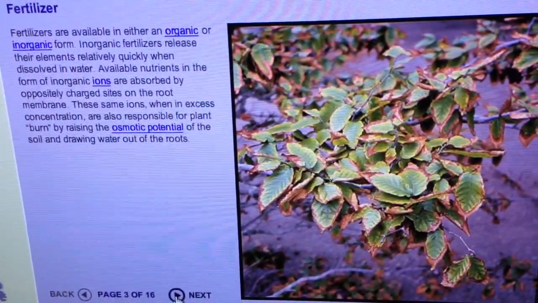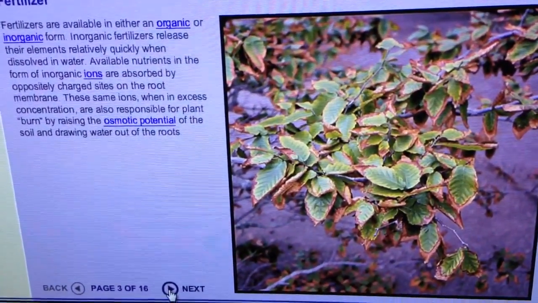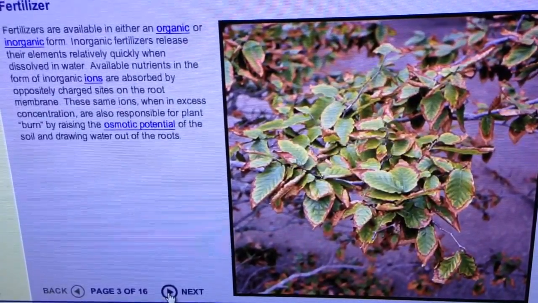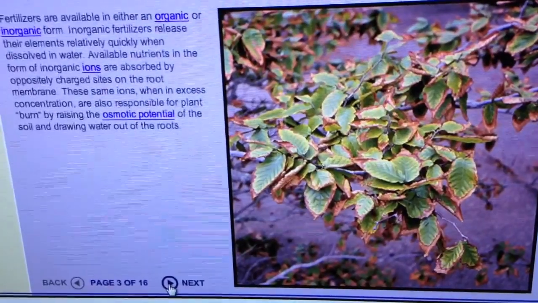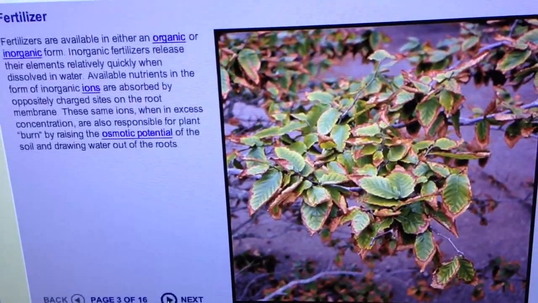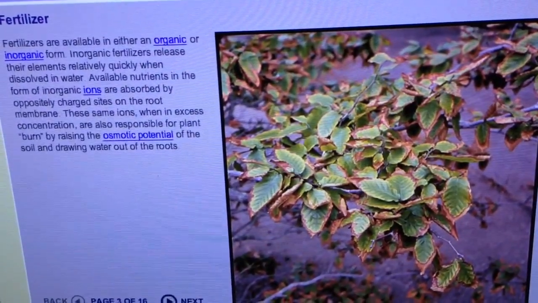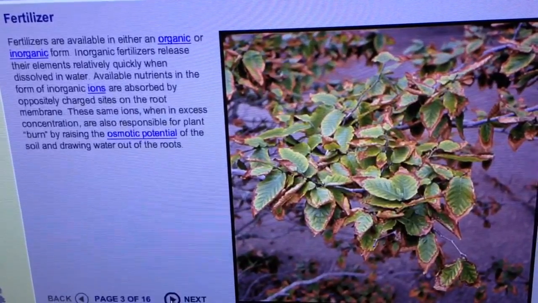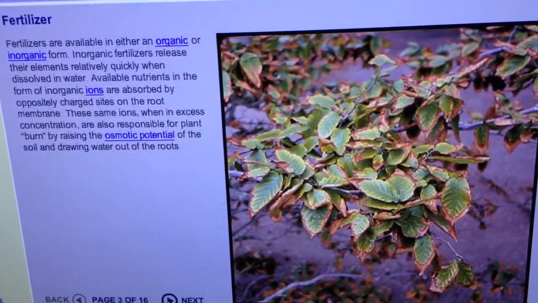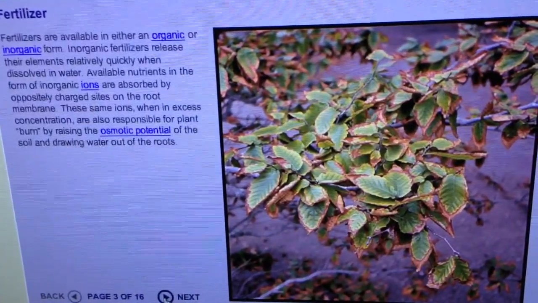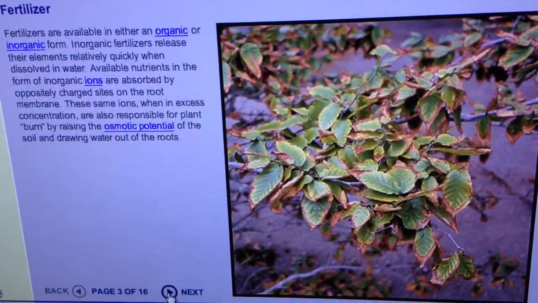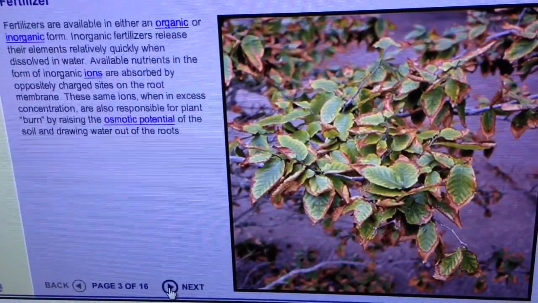Fertilizers are available in either an organic or inorganic form. Inorganic fertilizers release their elements relatively quickly when dissolved in water. Available nutrients in the form of inorganic ions are absorbed by oppositely charged sites on the root membrane. These same ions, when in excess concentration, are also responsible for plant burn by raising the osmotic potential of the soil and drawing water out of the roots.